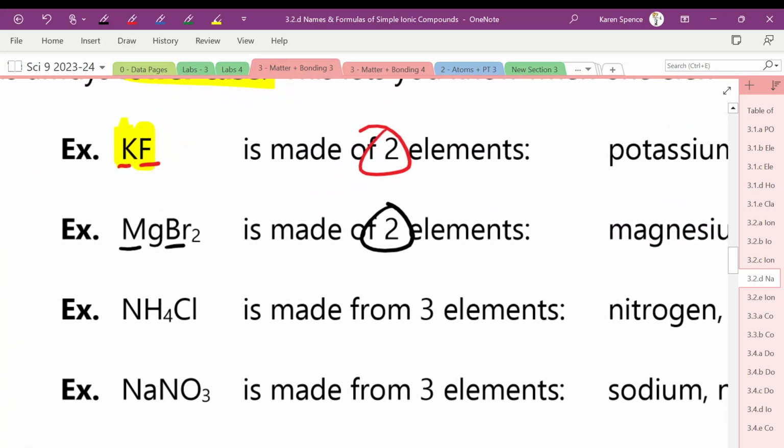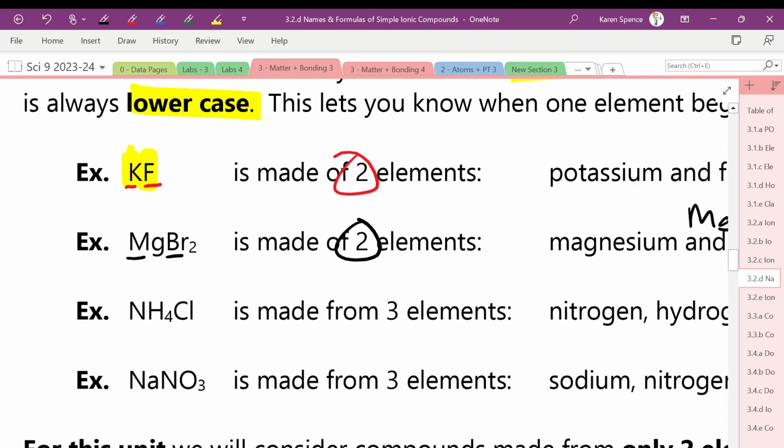How many elements are in NH4Cl? 3. I've got an N, I got an H, and then I got C with L for chlorine. So it's made of 3 elements, nitrogen, hydrogen, and chlorine. And you don't know how to name that yet, and you won't know how to name it until Unit 4.